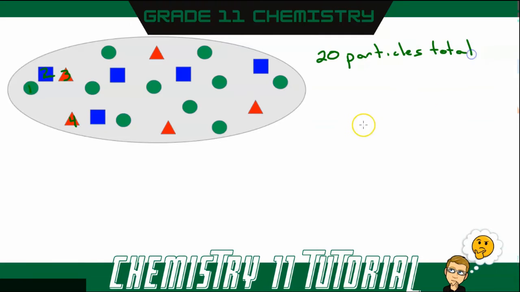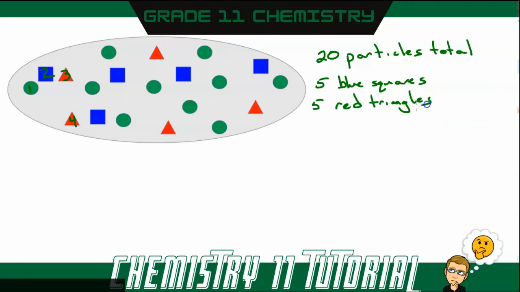Now what we want to do is count how many of each gas we have. So how many blue squares do we have? 1, 2, 3, 4, 5. So we have 5 blue squares. And then we have a total of 1, 2, 3, 4, 5 red triangles, and a total of 10 green circles.